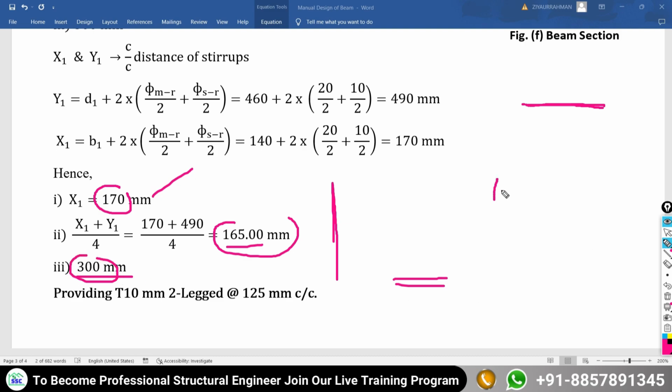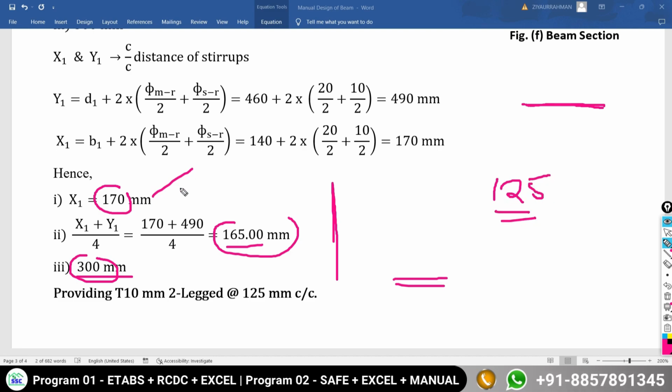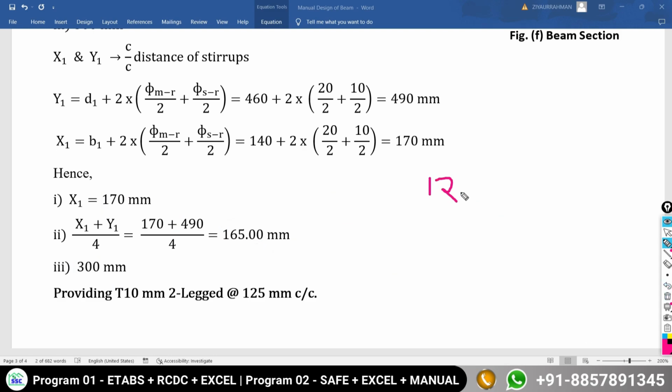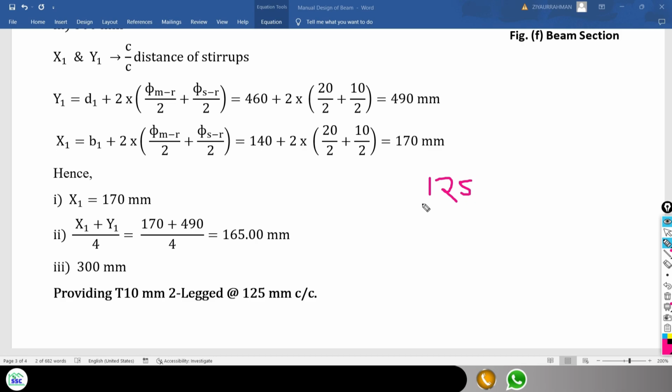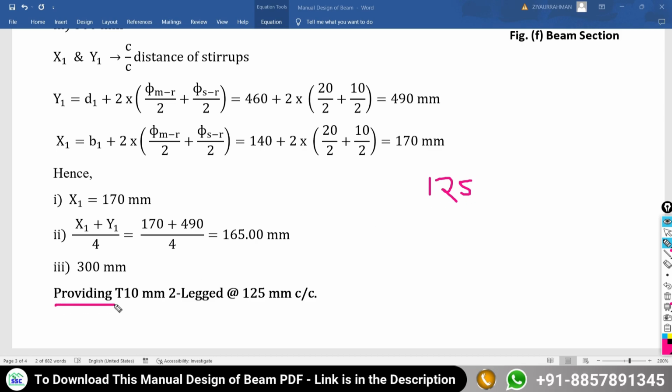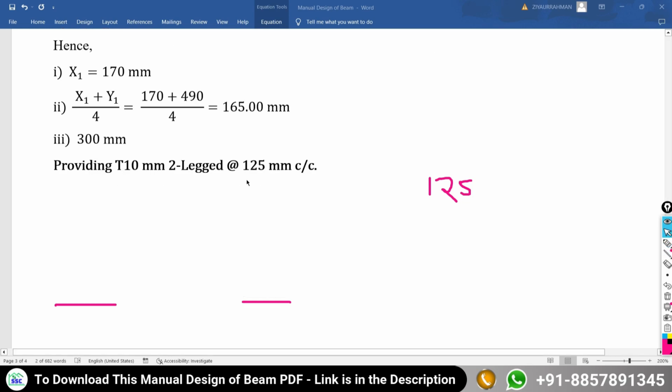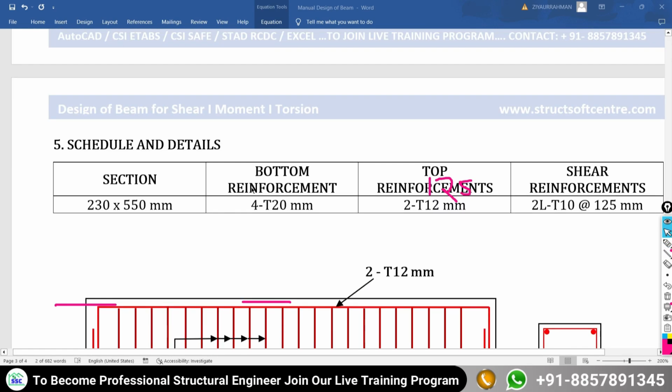So we have decided to provide spacing 125. So your 125 is less than all these three requirements. So overall your spacing is safe, 125 mm center to center distance between the shear reinforcement. So we are going to provide 10 mm diameter bar, 2-legged vertical stirrup at a spacing of 125 mm center to center. Now in respect of all these design results, we are going to prepare the schedule.